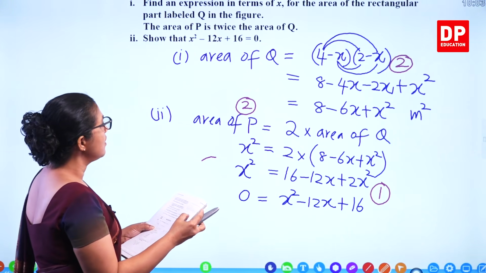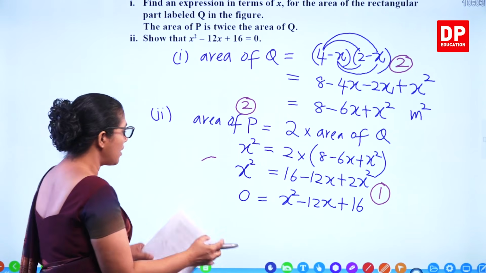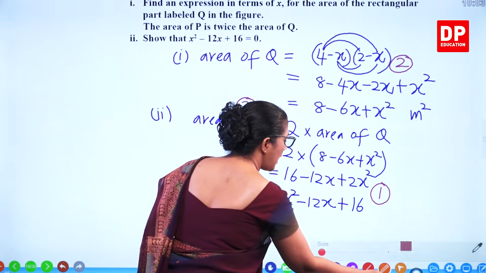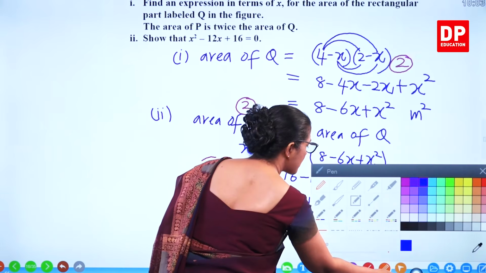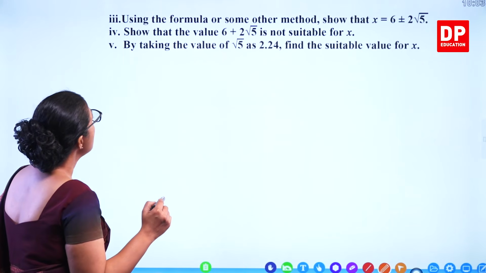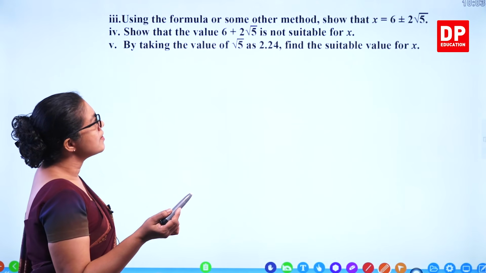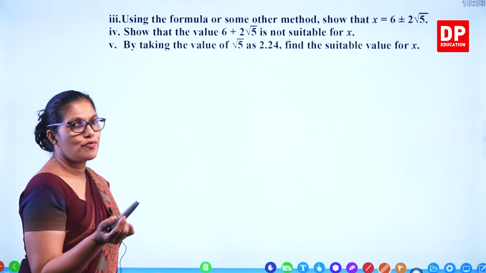So 3 and 2, 5 marks for this part. Now we'll take the next part. Part 3. Using the formula or some other method, show that x equals 6 plus or minus 2 root 5.